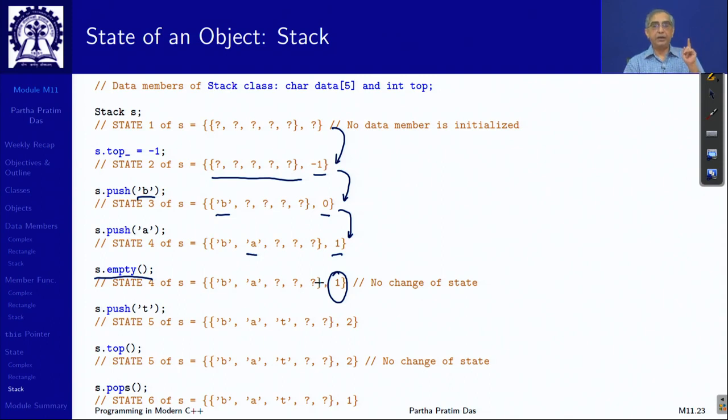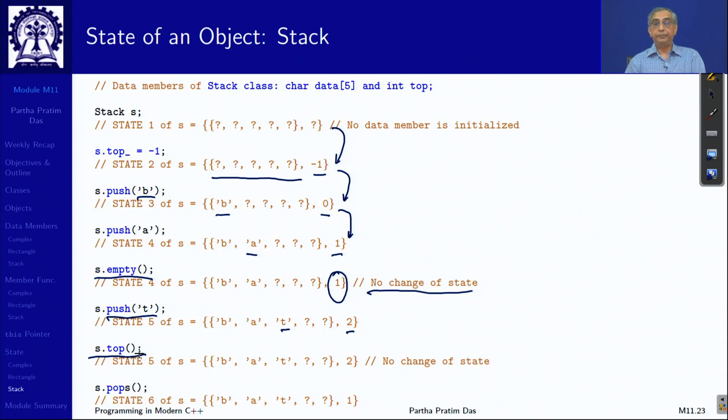It has to be kept in mind, and this notion we will use very frequently, that whenever we use a member function, we are not necessarily changing the state. Some member functions will change the state, some will not. They will just maybe do some checks, tests, maybe prints and so on, but they do not change the state. So there is no change of state with empty here. Then again we push T, and these are the changes. So it is in a new state.